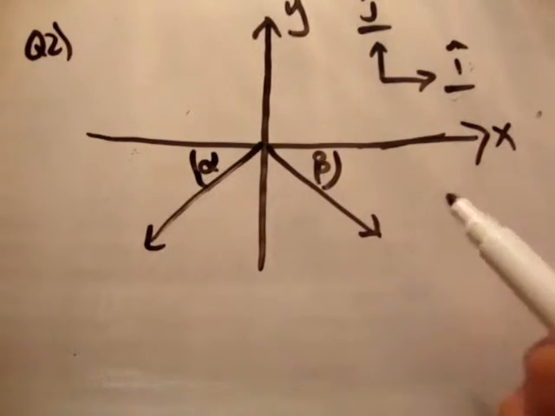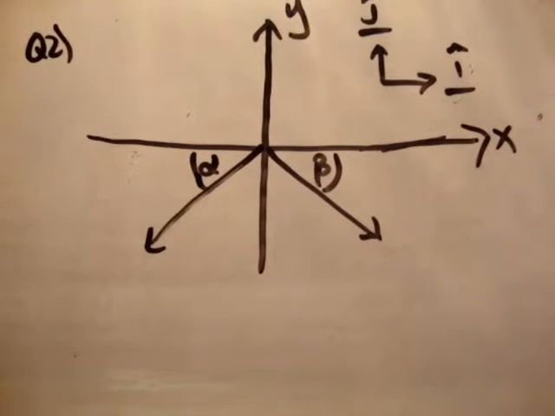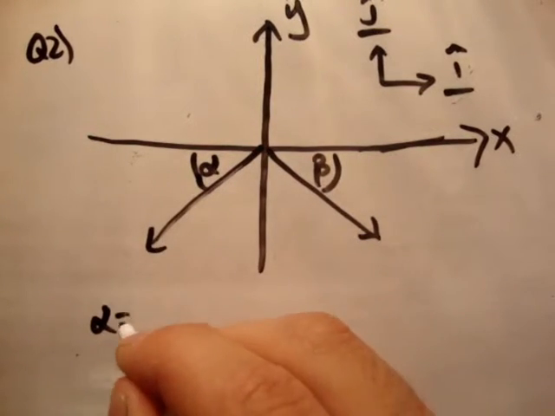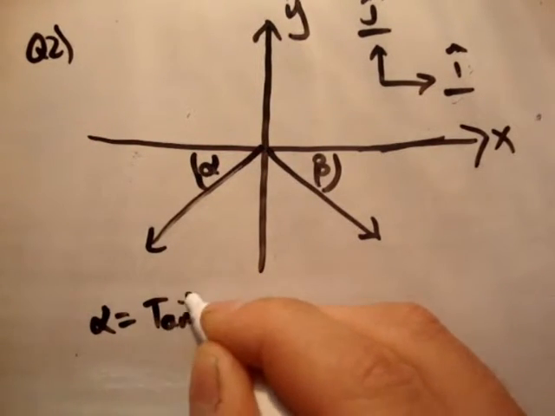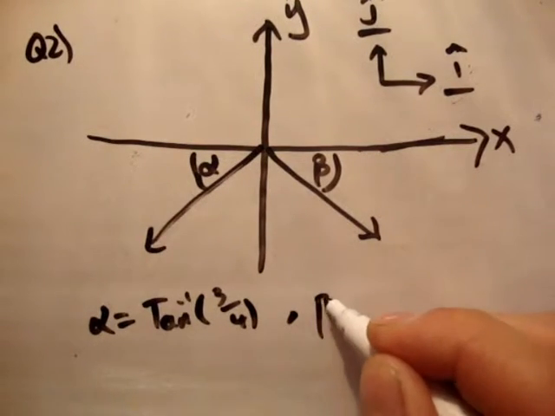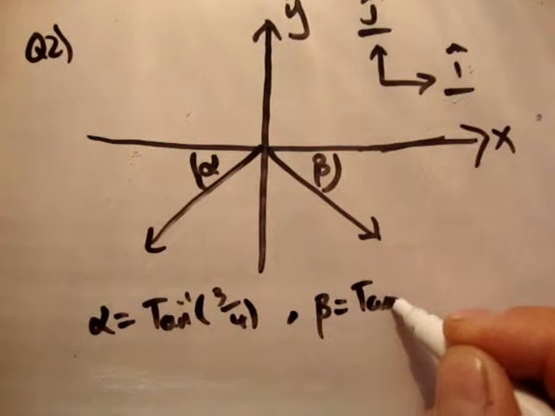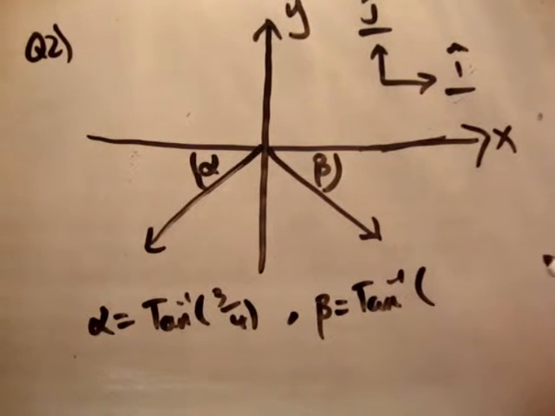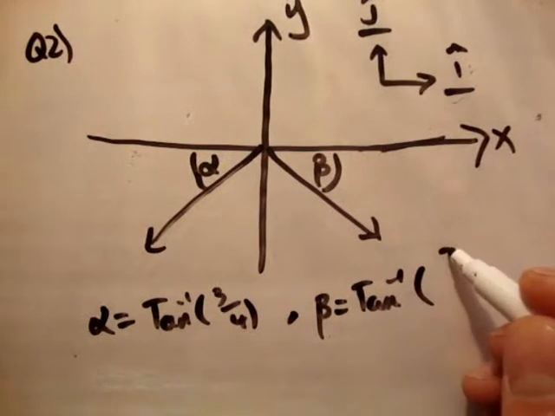And we're also given that alpha is equal to inverse tan of 3/4 and beta is equal to the inverse tan of 5/12.